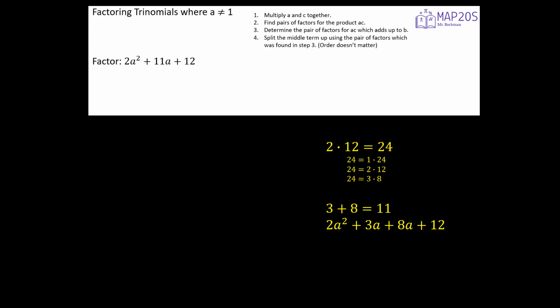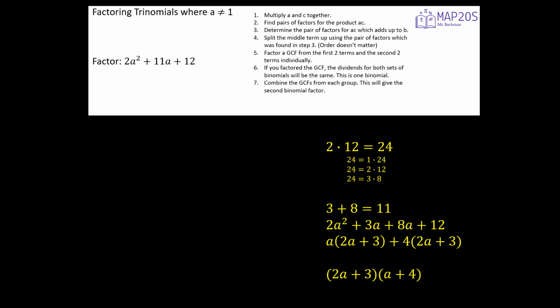And now we need to factor a greatest common factor from the first 2 terms and a greatest common factor from the second 2 terms. The first 2 terms, we have 2 and 3. We can only take a 1 out, but we can take an a out of both of those terms, and we're left with 2a plus 3. The second 2 terms, we could factor out a 4. And when we do that, we also get 2a plus 3. And so our 2 factors are going to be 2a plus 3 and a plus 4.